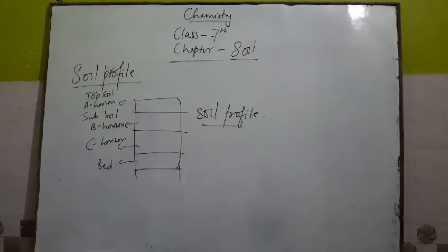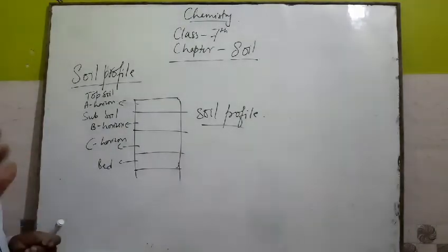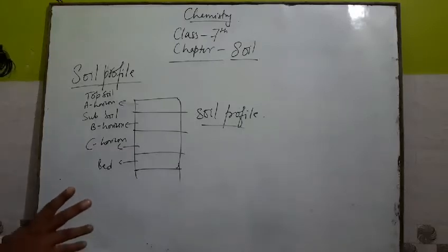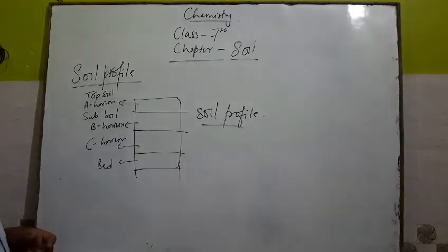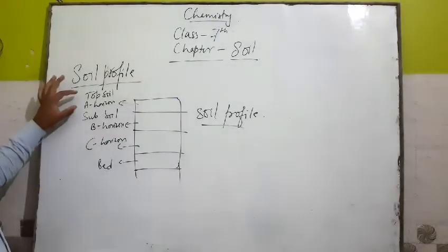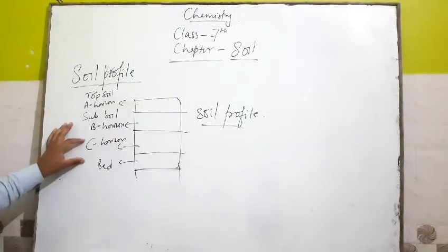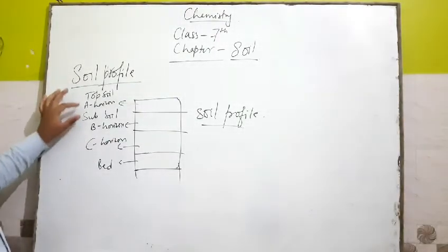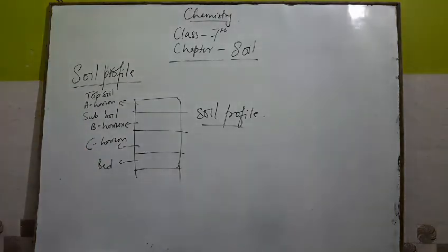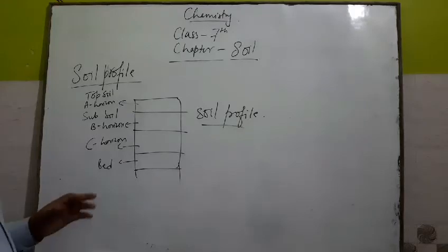Clear? Actually, soil is divided into three parts: topsoil, subsoil, and bedrock. And after that, it is divided into four layers: topsoil, subsoil, C horizon, and bedrock. Means A horizon, B horizon, C horizon, and bedrock. Clear? First, we will discuss A horizon.